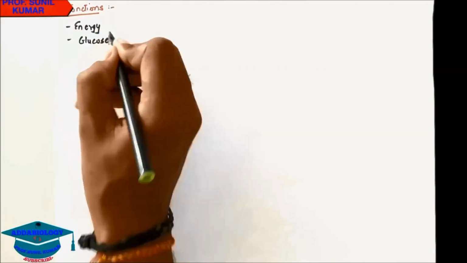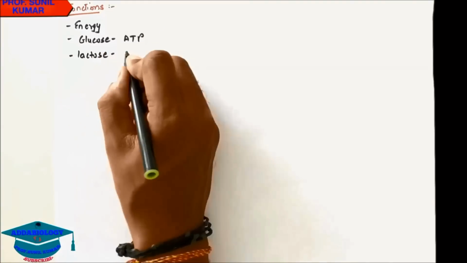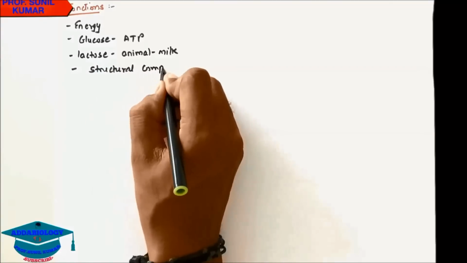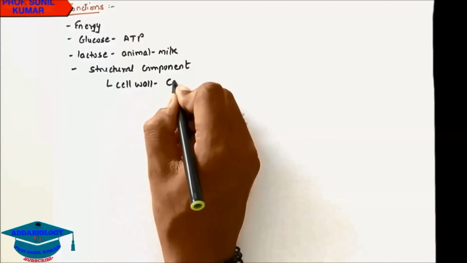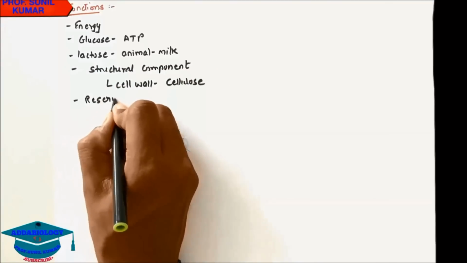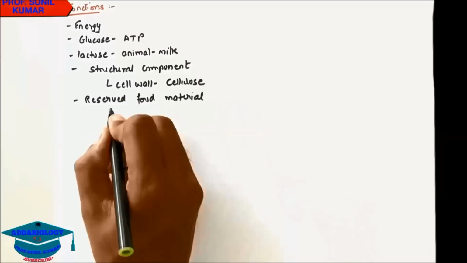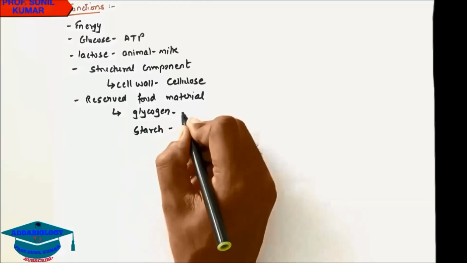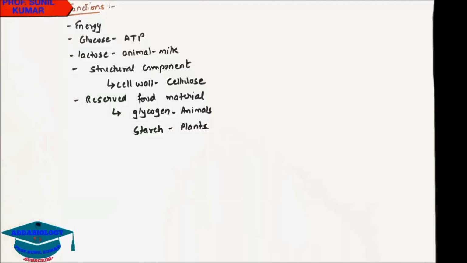What are the functions of carbohydrate? First, it provides energy in the form of ATP by breakdown of glucose. Lactose is found in animals' milk. Carbohydrates form structural components, like they form the cell wall. Example, cellulose. It's also a reserve food material. For animals, it is glycogen, and for plants, it is starch.